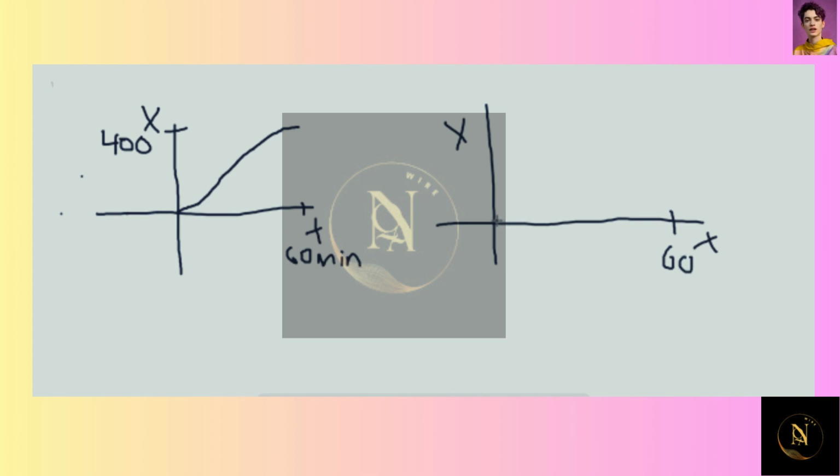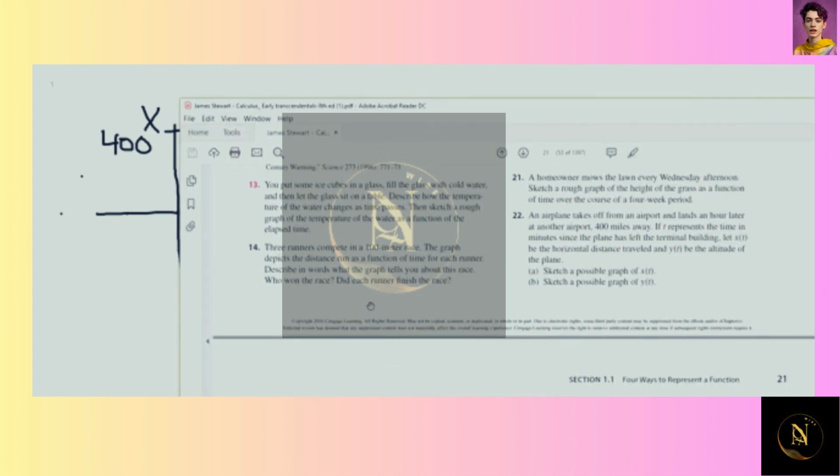And we're going to start off from the ground, and eventually we're going to reach a cruising altitude, at which point the altitude will not increase. And eventually we're going to start preparing for landing, and we're going to land after 60 minutes. So that is an example of a graph for what y of t should look like.